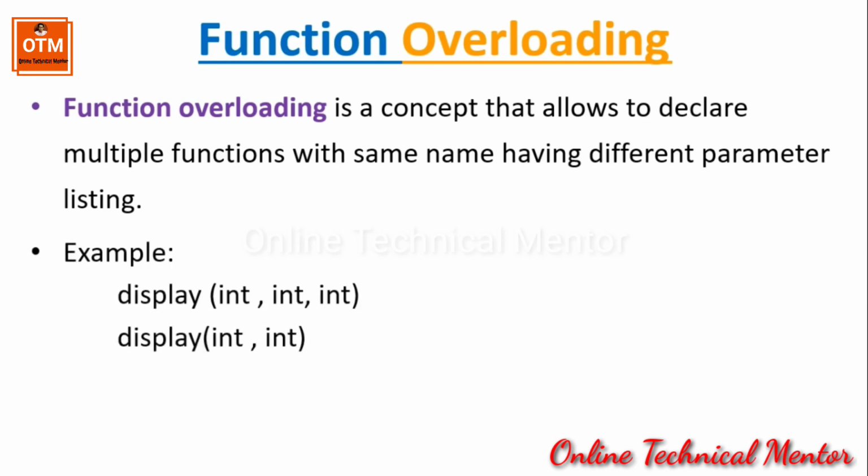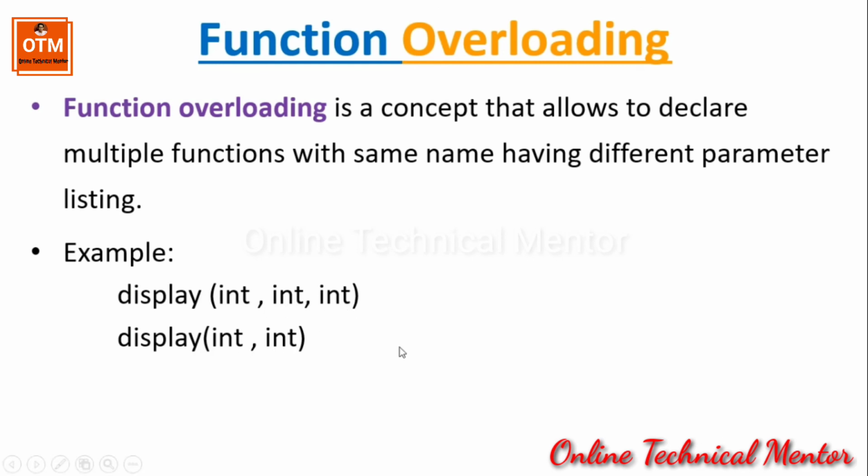So suppose we have a display function and both of their names are the same. That means we have declared different functions with a similar name. But look at the parameters. Here I have written 3 integers and here are 2 integers. The number of parameters is different.